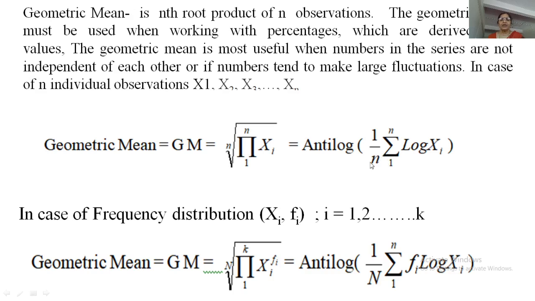So divide it by 1 by n. So you take logarithm of xi divided by n, and in order to find GM, you just take antilog of log GM. So GM is equal to antilog of 1 upon n summation of logarithm of xi.